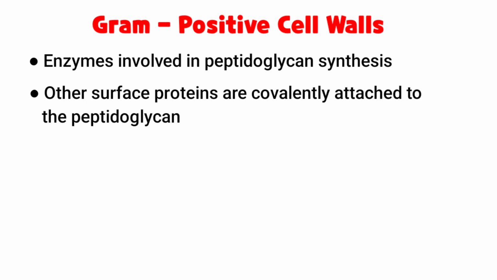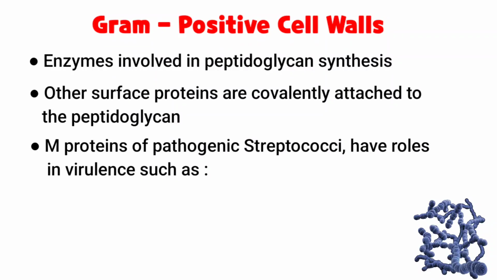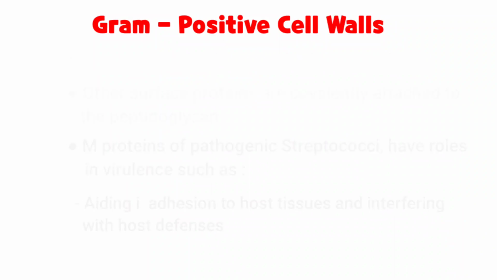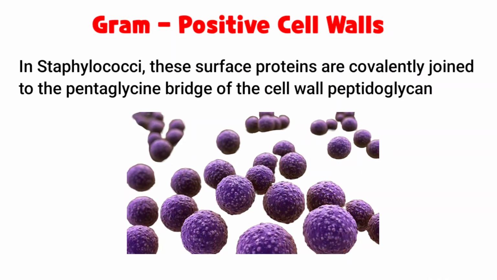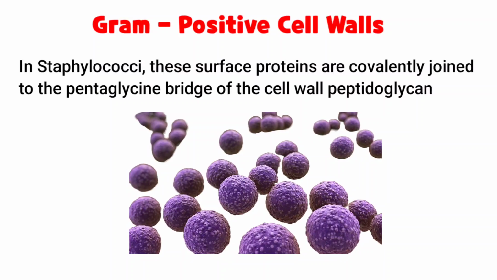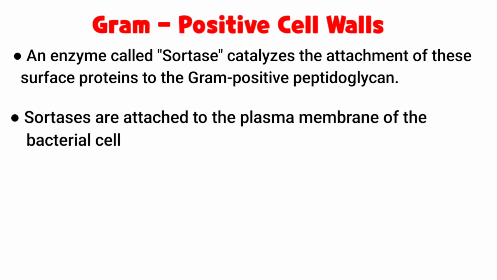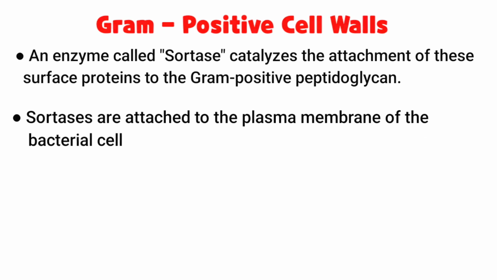Other surface proteins are covalently attached to the peptidoglycan. Many covalently attached proteins, such as the M protein of pathogenic streptococci, have roles in virulence, such as aiding in adhesion to host tissues and interfering with the host defenses. In staphylococci, these surface proteins are covalently joined to the pentaglycine bridge of the cell wall peptidoglycan. An enzyme called sortase catalyzes the attachment of these surface proteins to the gram-positive peptidoglycan. Sortases are attached to the plasma membrane of the bacterial cell.